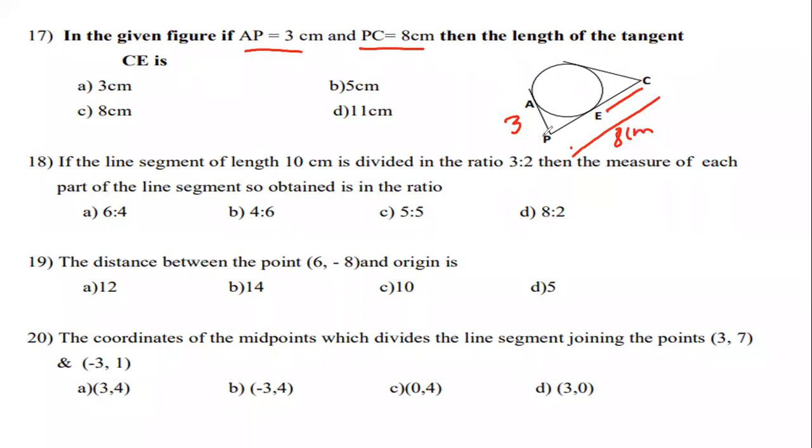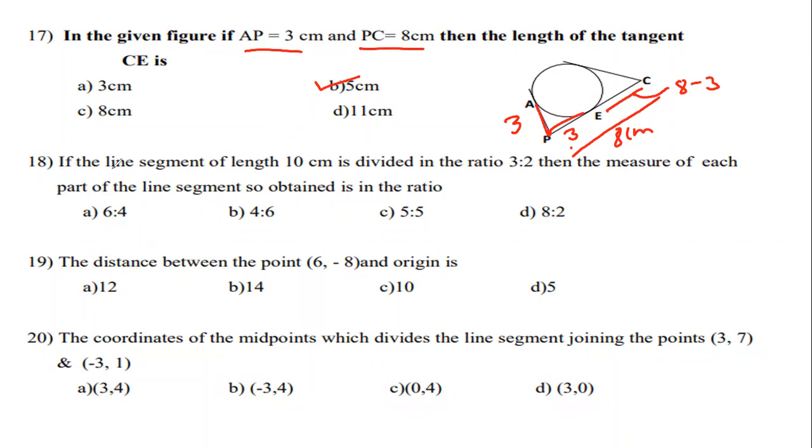If this is the external point, these both are equal. If it is 3, then this is also 3. Then find out this one. I will find out 8 minus 3. 8 minus 3 is 5 centimeter. So which option is right? Option B is correct.